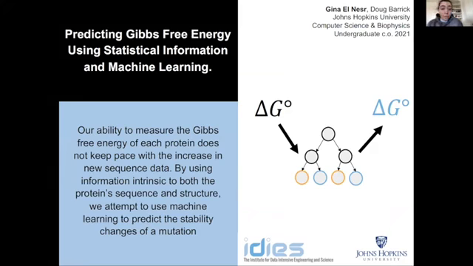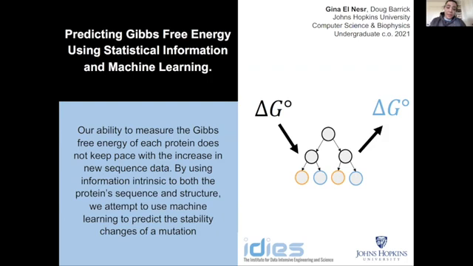Our lab looks at protein stability, and our belief is that a protein's primary sequence, its amino acid sequence, and the statistics of that sequence hold key information that could be a key predictor of the Gibbs free energy, or the stability of the protein.